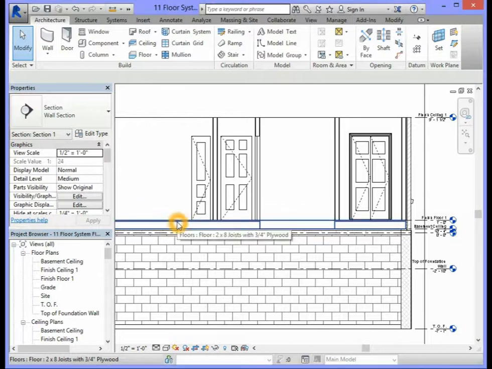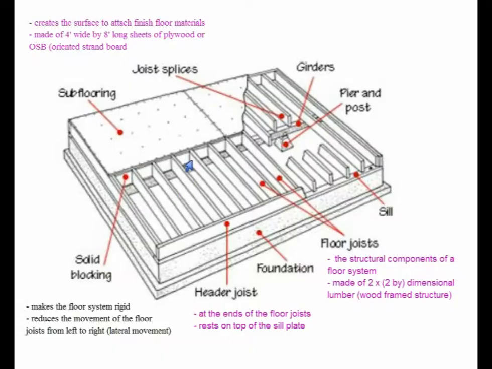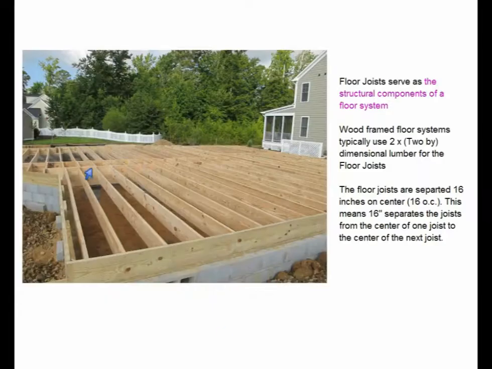In this activity, you will install the floor system for the finished floor 1 as well as the floor system in the foundation. In a wood frame floor system, the structural components that make up the floor system are called joists. The floor joists travel horizontally in the floor system.